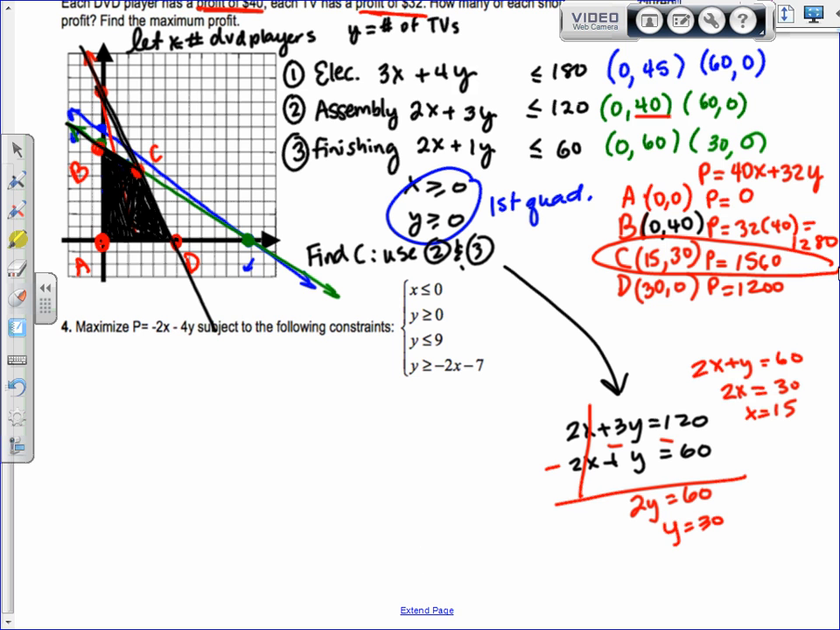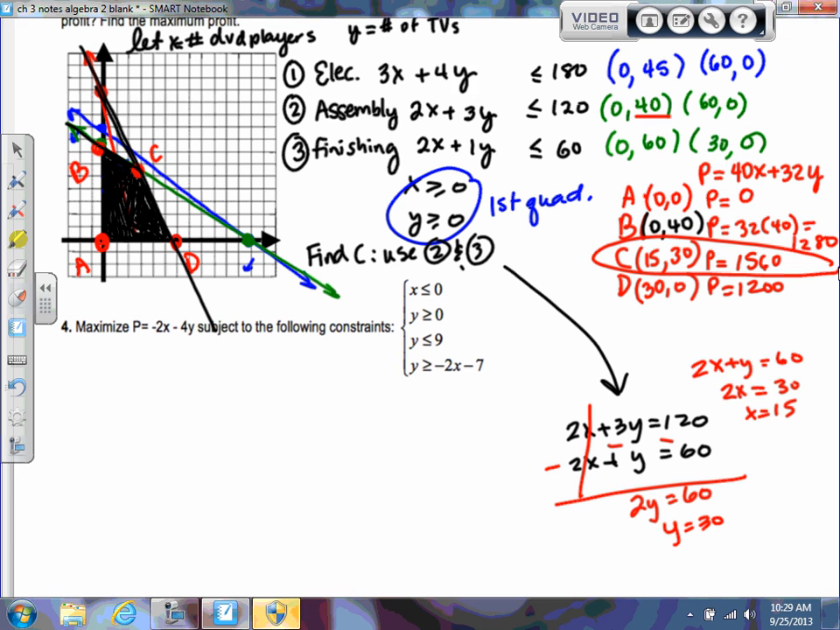All right, so you guys try 4. So I want you to graph 4. The other class had trouble with it. Notice you have a negative slope on number 4, on the 4th one. So try that. I'll come around and check.